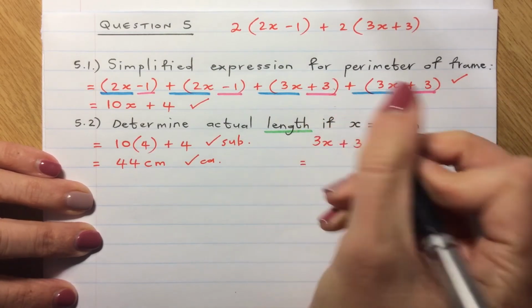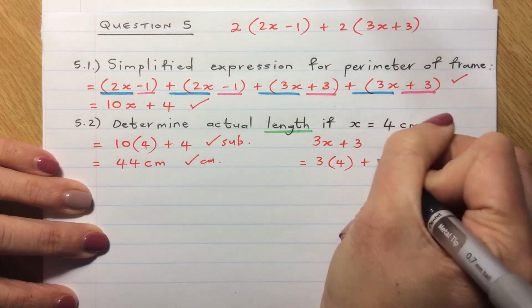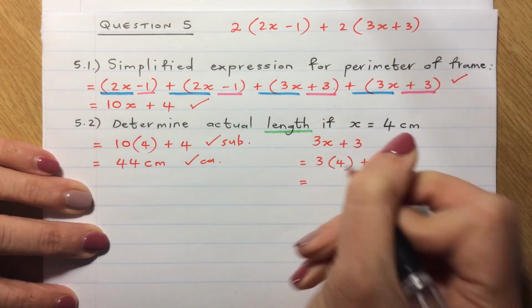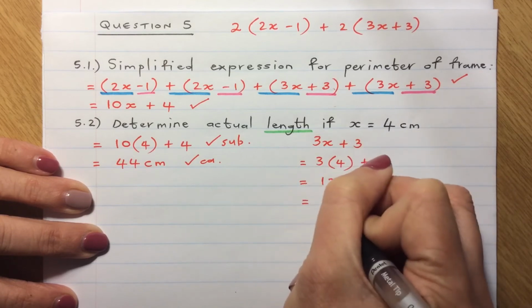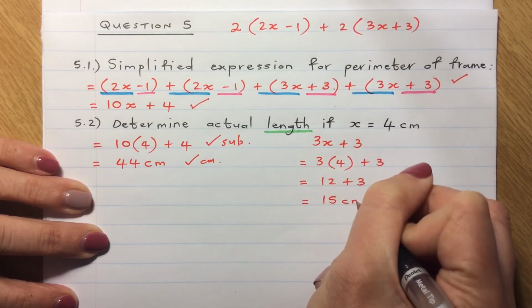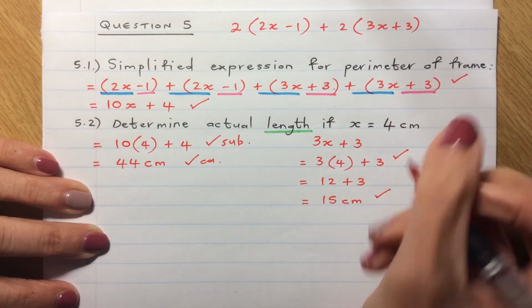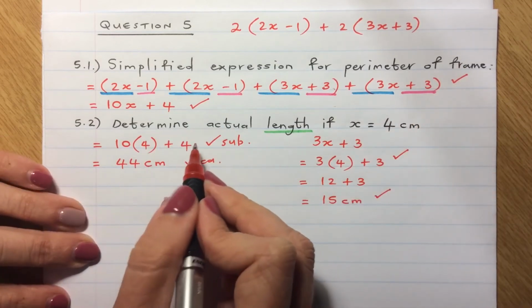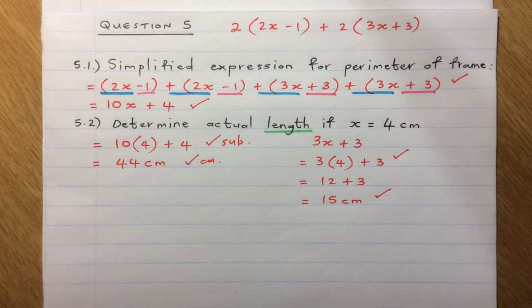So when I substitute the 4 in there, I've got 3 multiplied by 4, add the other 3, which actually gave me 12 plus 3, and that gives us 15 centimeters. So this was actually the correct answer, but we were a little bit lenient there and gave you the marks if you did that over there.